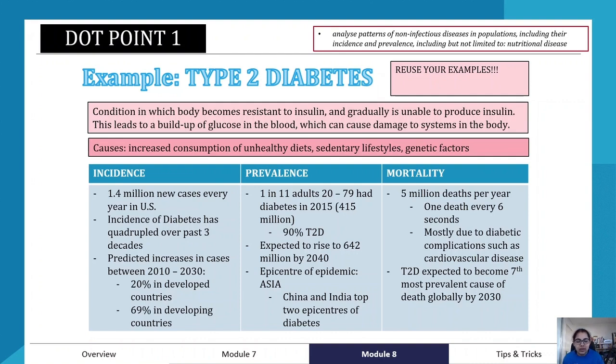And then it becomes resistant to insulin. So we are expecting that the prevalence will rise to 642 million by 2040, and there is an epicenter of this epidemic, and that's in Asia. China and India are the top 2 epicenters of diabetes, and that is contributed to by the diet, the high carb diet most of the time. Now, mortality: 5 million deaths per year, 1 death every 6 seconds.